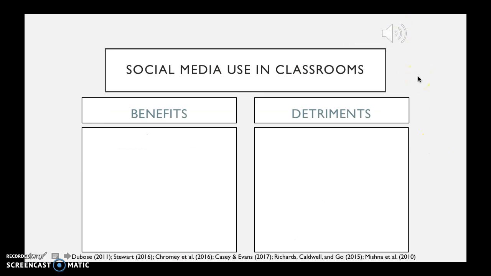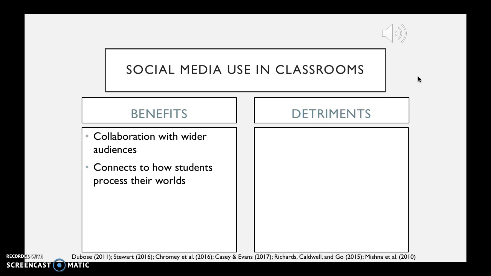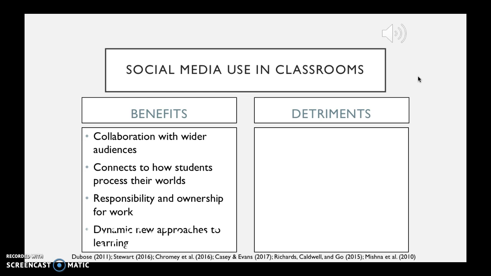My literature review gave me the opportunity to further examine these topics. One of the benefits of social media use in the classroom is collaboration with more than just the students within the classroom. Additionally, students use social media to process their own worlds, and when we bring this into the classroom, we can use that same familiar tactic. Some students also take more responsibility and ownership for their work when they know it will be shared on such a public forum, and that forum allows for dynamic new approaches to learning.